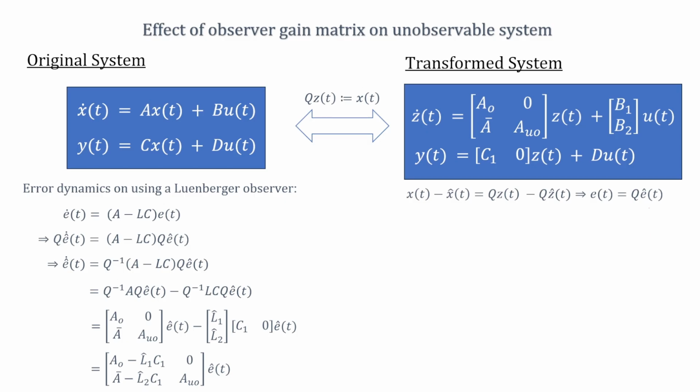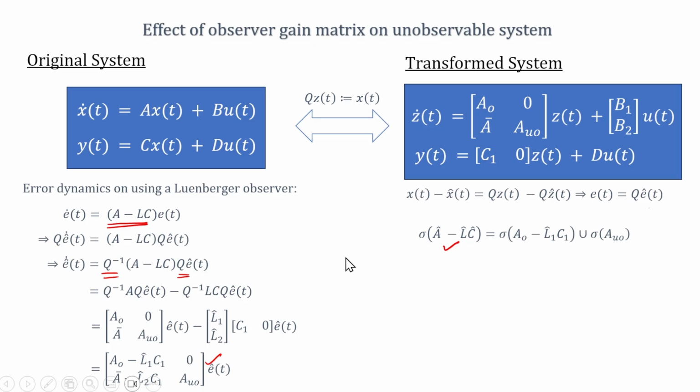An important thing to notice here is this matrix. What are the eigenvalues of this matrix? The eigenvalues of this matrix are nothing but the union of the eigenvalues of this part and the eigenvalues of this part. We also know that since this matrix and this matrix are related by this similarity transformation, the eigenvalues of the two matrices must be the same. We have done this quite a lot, so I am sure you understand this now.